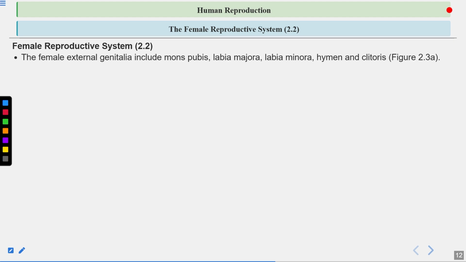Now the female external genitalia include mons pubis, labia majora, labia minora, hymen, and clitoris. So these are the parts of the female external genitalia. There is a common name given to the female external genitalia, which includes mons pubis, labia majora, labia minora, hymen, and clitoris. And this name is vulva. Okay, so this is the common word which is given to all the components of the external genitalia. Now we'll talk about the different parts of the external genitalia.